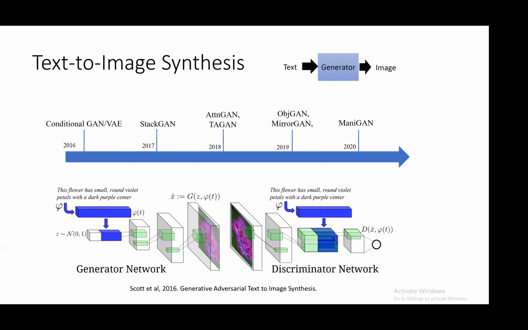But beyond that, we have seen many great works in this area for text-to-image generation, like StackGAN in 2017, AttnGAN and others in 2018, ObjGAN and MirrorGAN in 2019, and also this year at CVPR, ManiGAN.